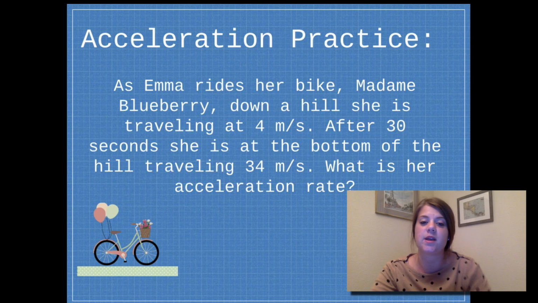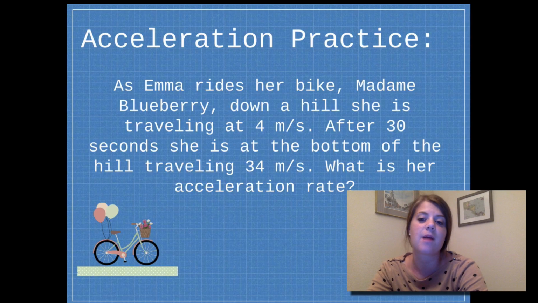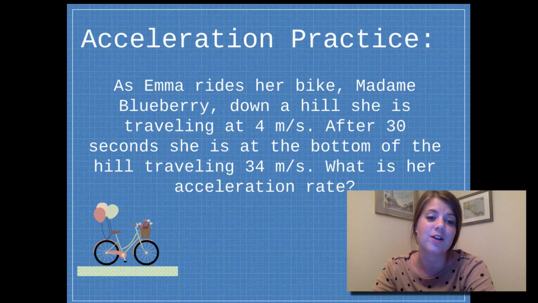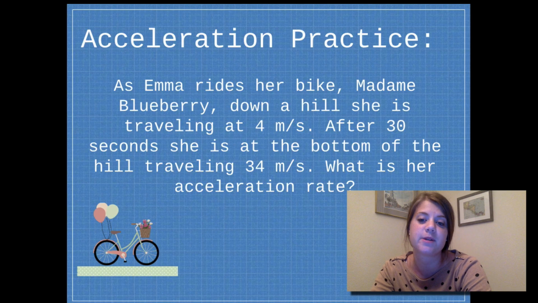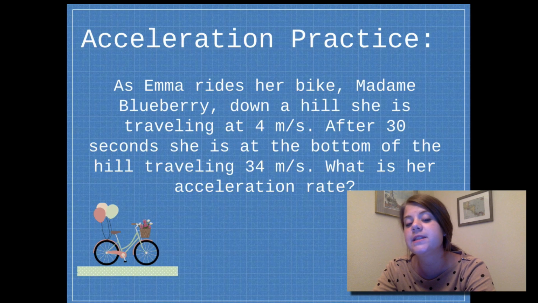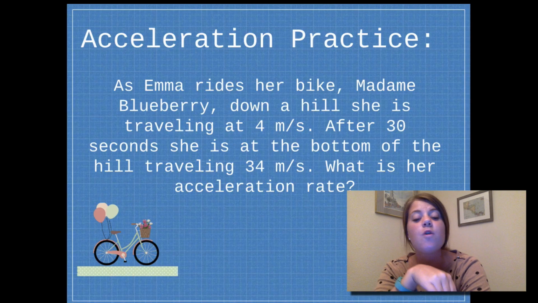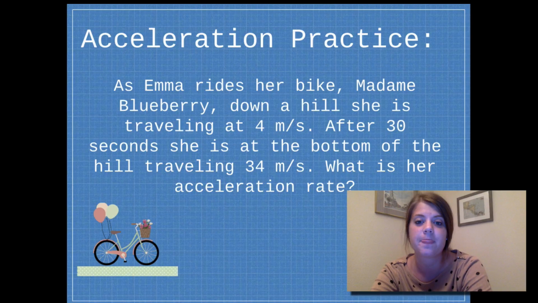So let's practice really quick. Here's just a simple problem that's going to help us understand acceleration. As Emma rides her bike, Madame Blueberry, down a hill, she is traveling at 4 meters per second. After 30 seconds, she is at the bottom of the hill, traveling 34 meters per second. What is her acceleration rate?